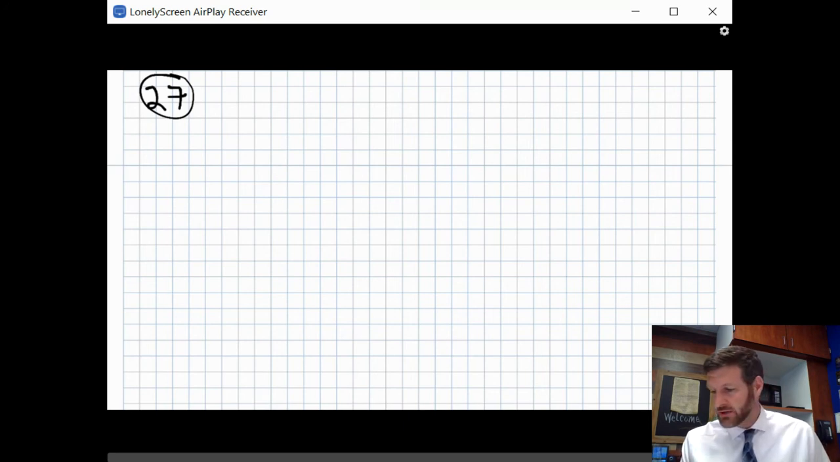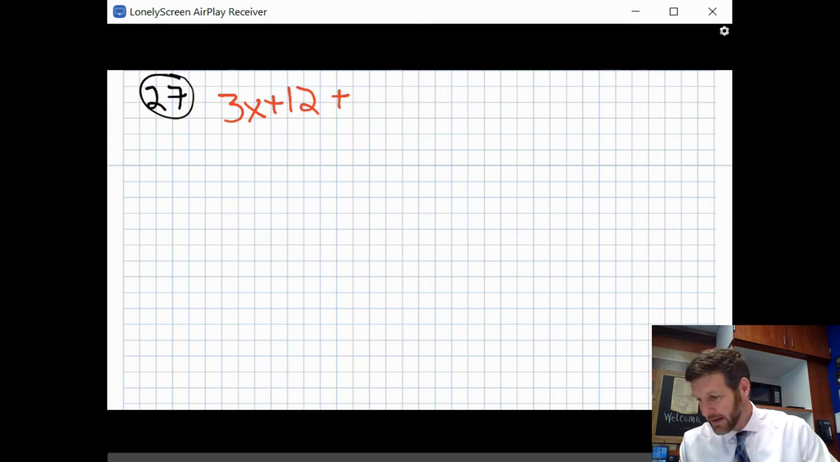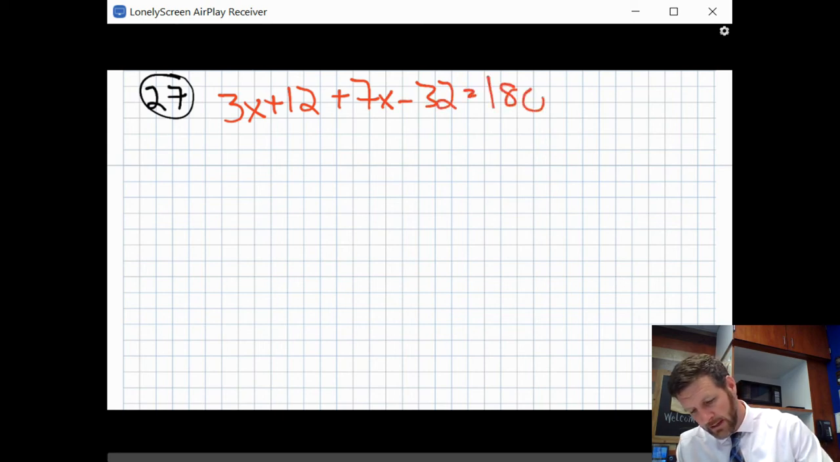So I don't even necessarily need to draw a picture for this. I know that those two angles, ABD and BDE, make sure I look at the right problem, are supplementary. So that means, let's go ahead and go into solving mode, 3x plus 12 plus the other angle, 7x minus 32, they are supplementary, so they equal 180. Okay, and now we can just go ahead and solve that.